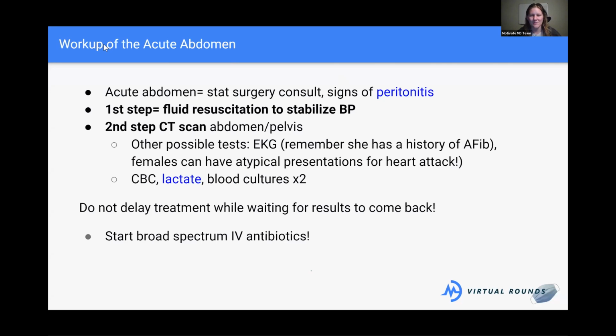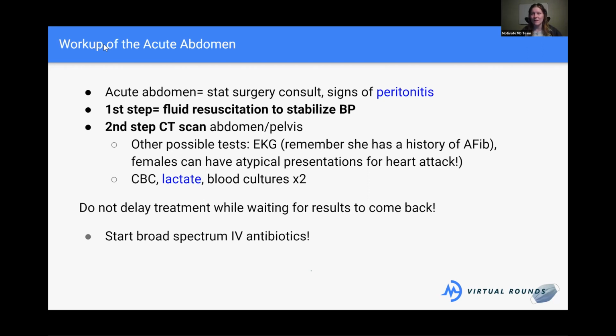So for the acute abdomen, this patient fits the picture of an acute abdomen, which is something that needs urgent evaluation and treatment. If you're working in the ER, you're going to call the general surgeons right away to come down and do an exam and evaluate this, because she's displaying signs of peritonitis. And the definition of peritonitis is irritation of the peritoneum. The peritoneum is the lining of the abdominal cavity.